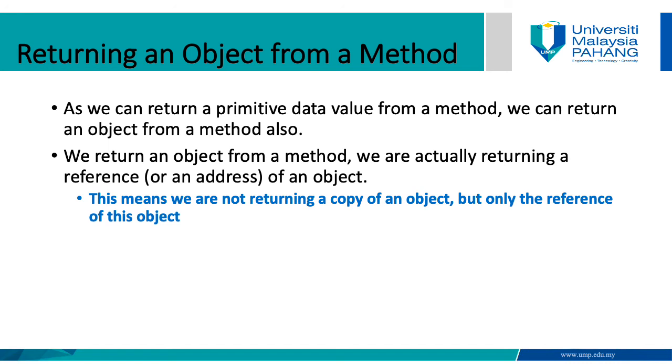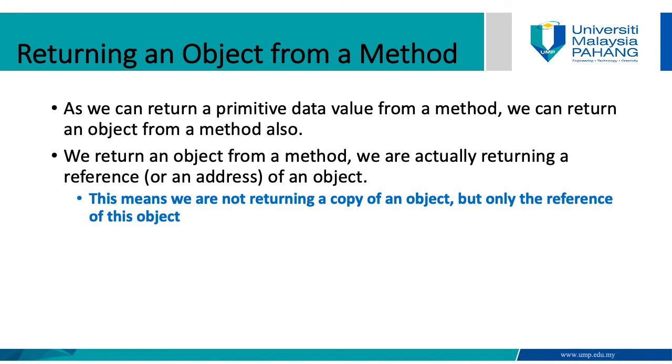Now we have to return an object from the method. As we can return a primitive data value from a method, we can return an object from a method also. How to do that? When we return an object from a method, we actually return a reference of an object. This means that we are not returning a copy of an object, but only the reference of this object.